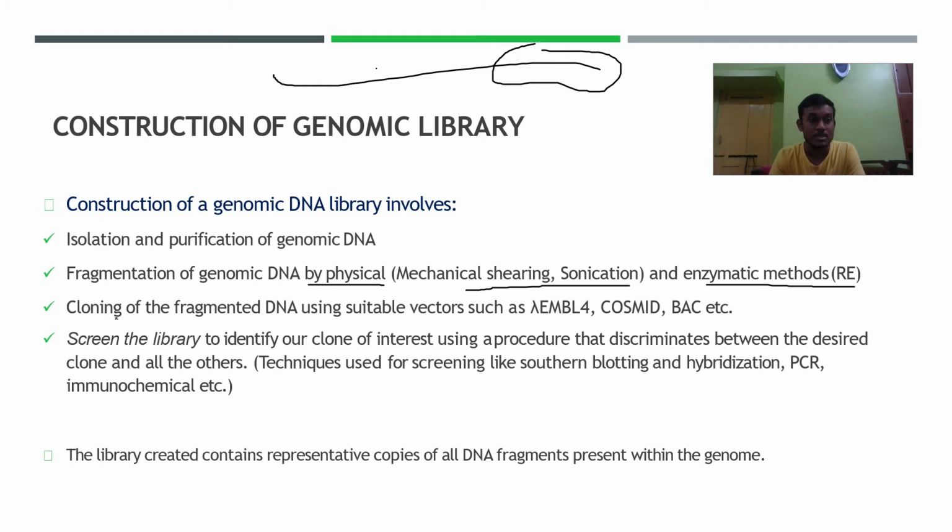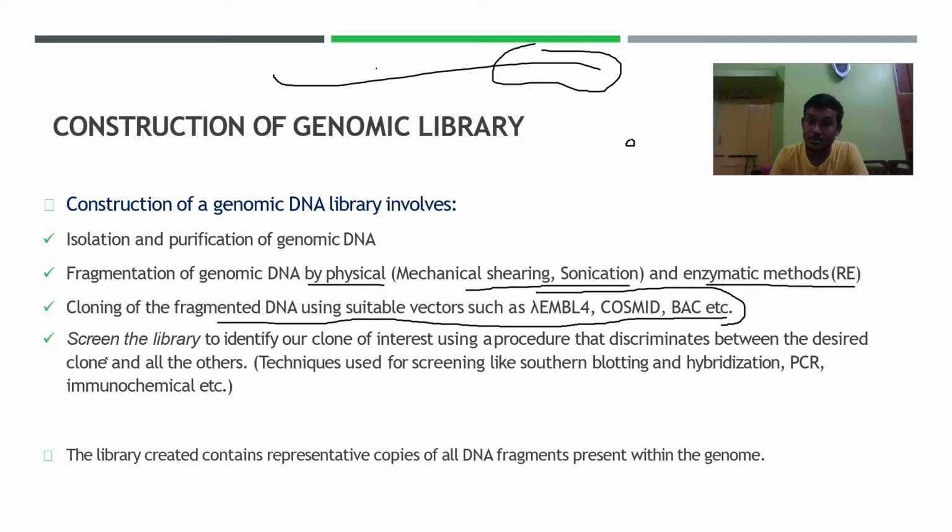So next up is the cloning of the fragmented DNA using suitable vectors such as lambda EMBL4, cosmid or PAC. So after that we have got small little fragments of DNA, or small little fragments of the gene of our interest. We try to clone them using a vector. Some of the vectors that we generally use for cloning are BAC, cosmid and lambda EMBL4.